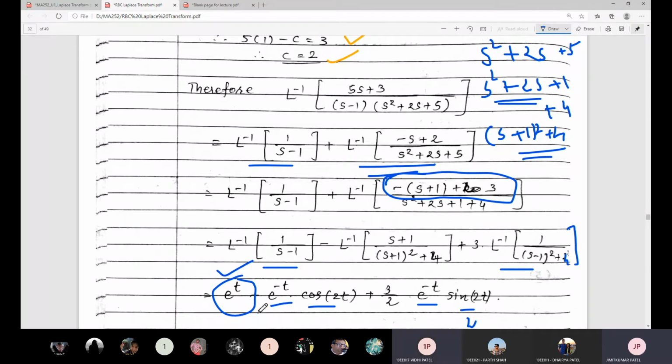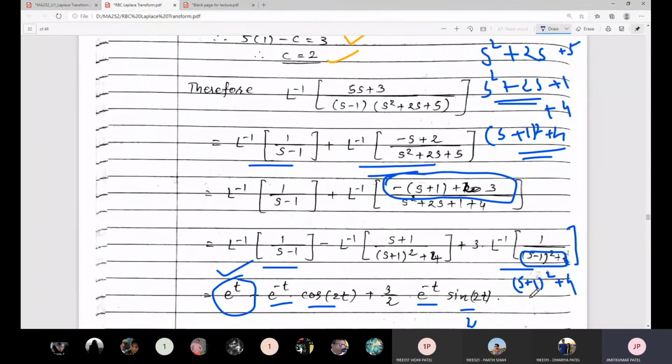e raised to t. Sir, s plus 1, sorry. Yes, yes, there is a mistake. s plus 1 whole square. Good, thank you. s plus 1 whole square plus 4 is there.